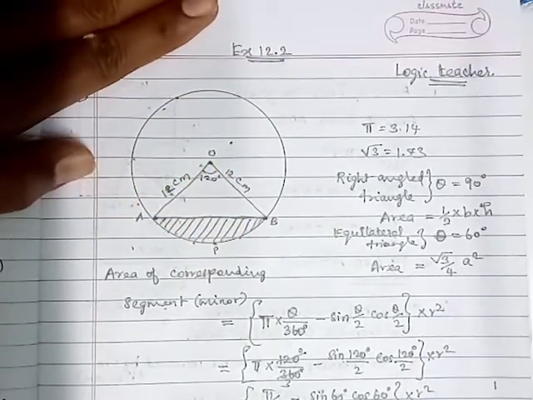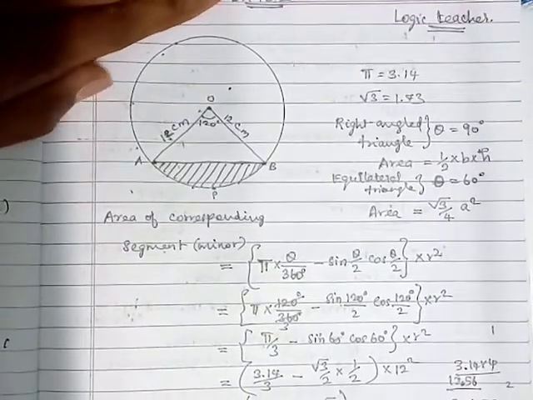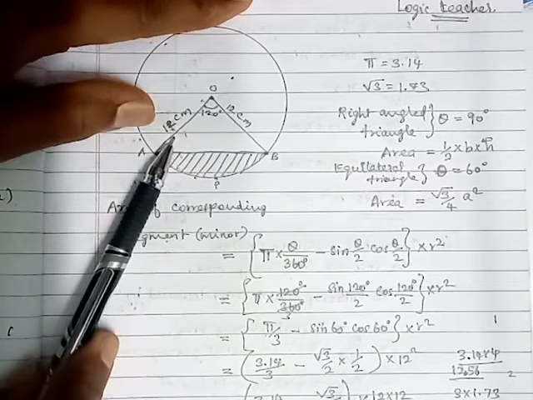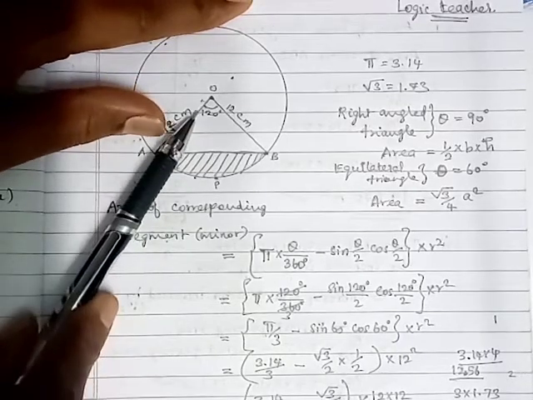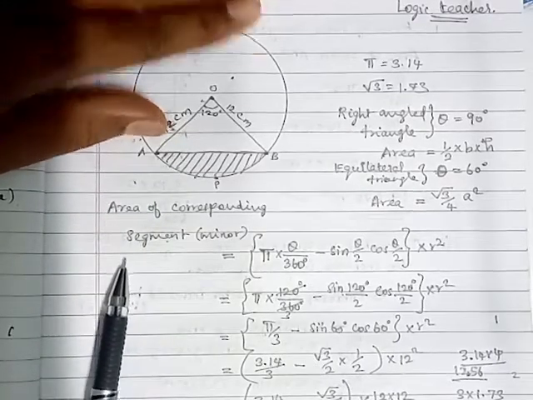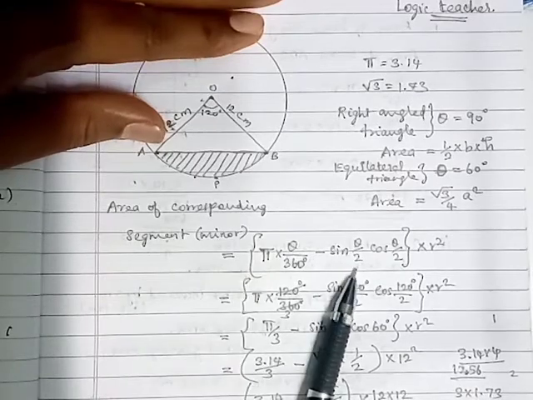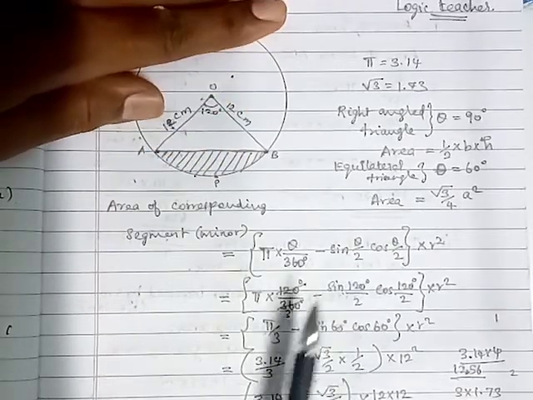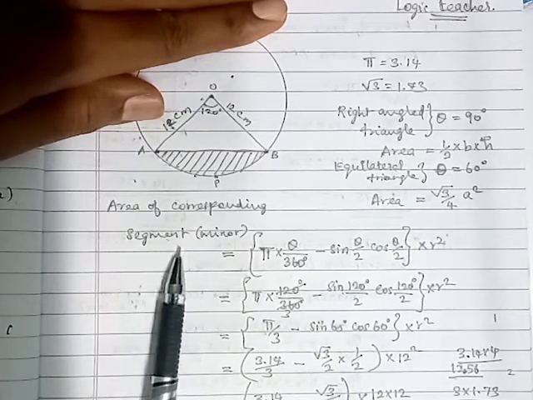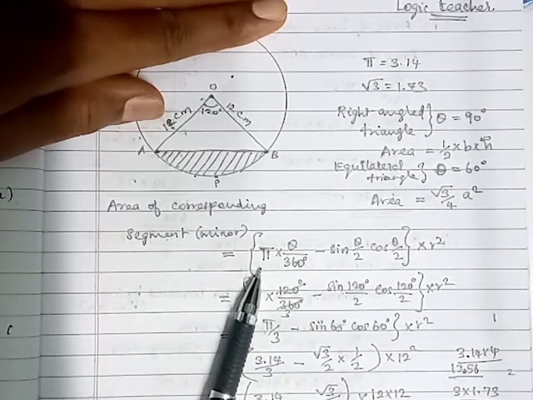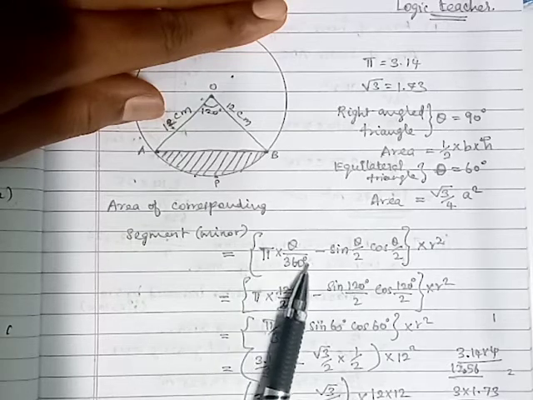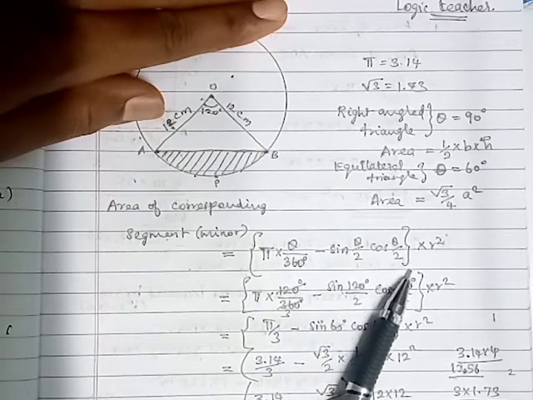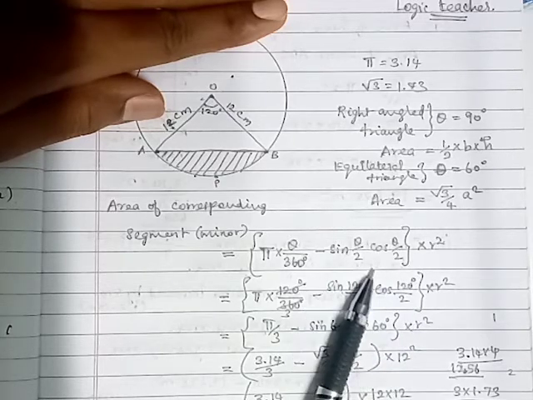But if the triangle has an angle more than 90 degree, this is not an acute angle, so you just remember this formula for finding the minor segment. Area of the corresponding minor segment is equal to pi theta by 360 minus sin theta by 2 cos theta by 2, into r square. This is the formula you should remember.